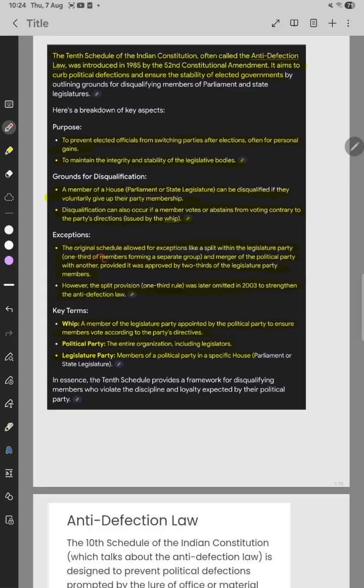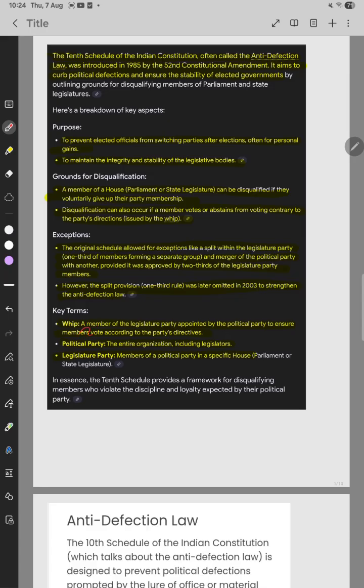Exceptions: the original schedule allowed for exceptions like a split within the legislature party, one-third of members forming a separate group, and merger of the political party with another, provided it was approved by two-thirds of the legislature party members. However, the split provision was later omitted in 2003 to strengthen the anti-defection law.